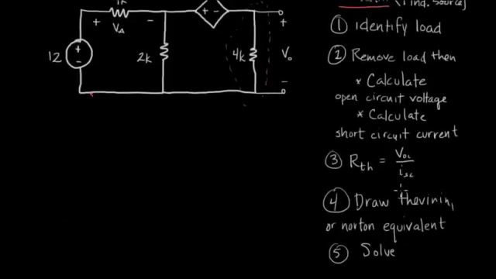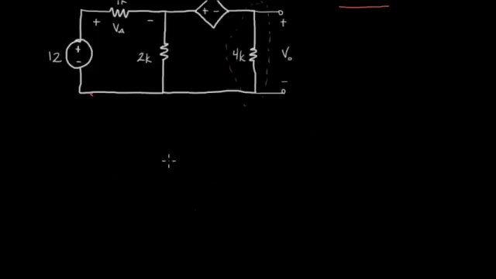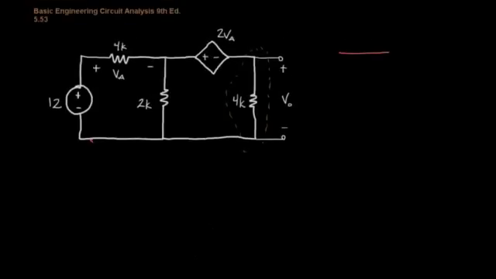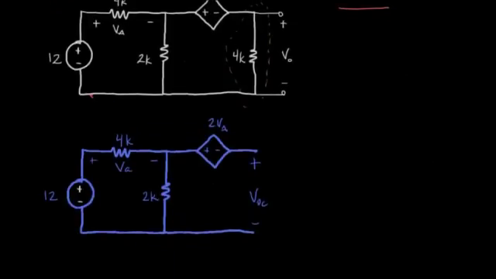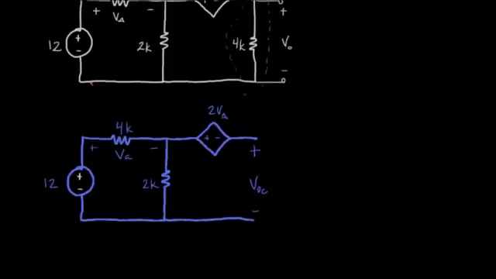Okay, we'll take the ratio of the voltage that we found to the current that we find. And then we can finally use either VOC and R Thevenin or ISC and R Thevenin to calculate the Thevenin or Norton equivalent, and then we can solve the problem. So the first thing we do, we identify the load. Now we will redraw the circuit, starting with it as open, and we need to solve for VOC.